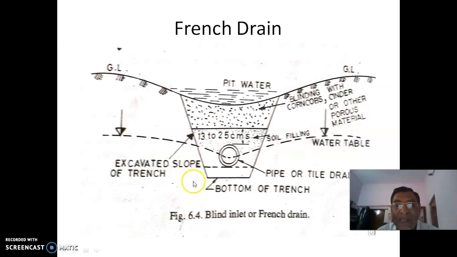You will have a blind inlet. It is called a blind inlet. This is a trench excavated for this dimension, you can see. Then there is a pipe or tile drain provided. This excavated trench is filled with corn cobs, cinder, or other porous material. Excavated slope of trench is filled with some porous material, below which there is a pipe.